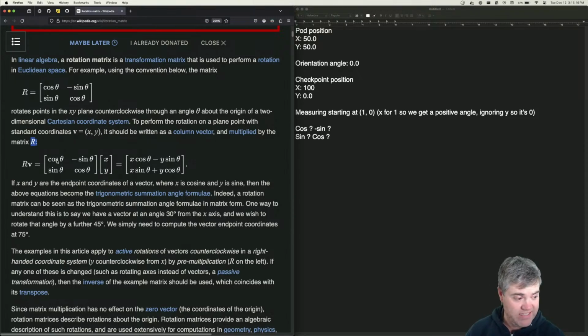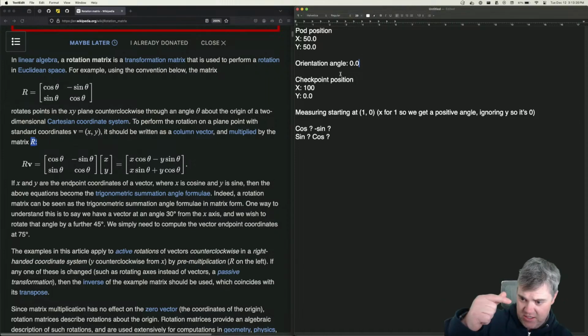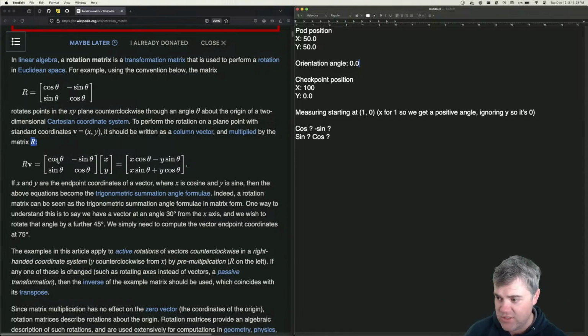Oh, so this is the orientation angle. Okay, so we have our orientation angle 0 to begin with. So this is the first one, the first case where we're facing to the right. So this would be cosine of 0, negative sine of 0. Okay, so our first one would be 0, negative sine of 0, and we multiply that by x and y.